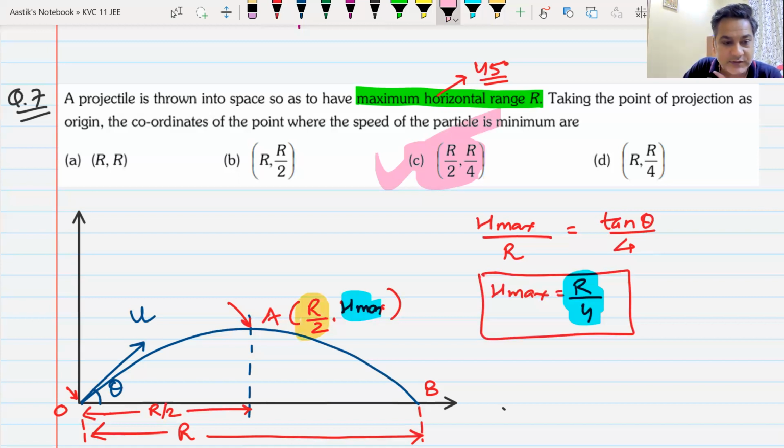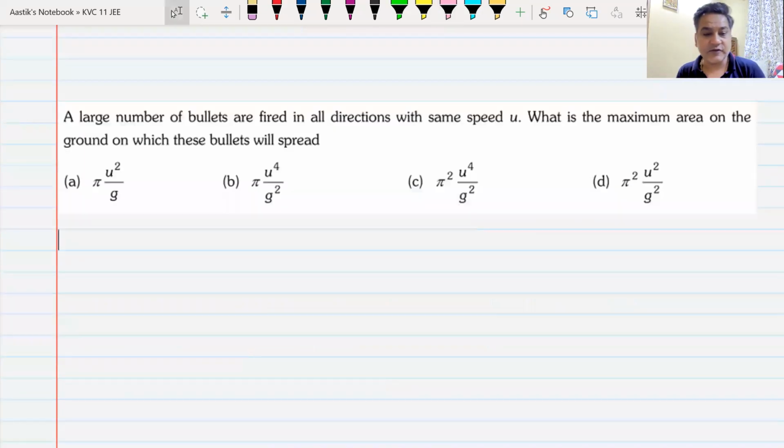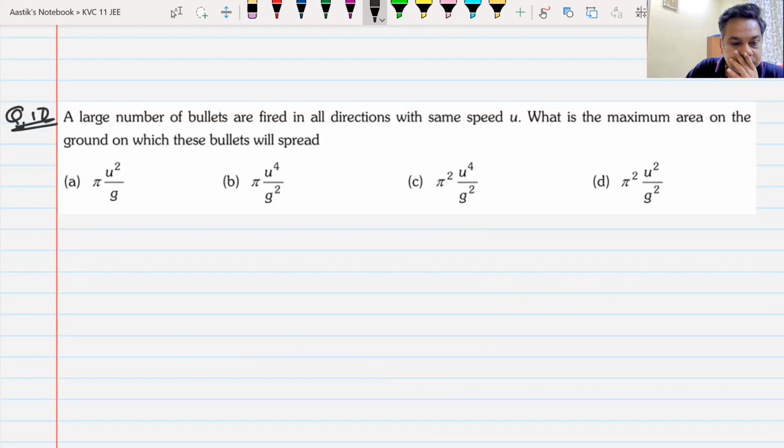I've given you all the possible combinations of the formulas, and I've made sure that we do at least one, in some cases more than one question on each formula, so that you can remember them and use them. This is the next one. A large number of bullets are fired in all directions with the same speed. What is the maximum area on the ground these bullets will spread? 1 minute to do it.